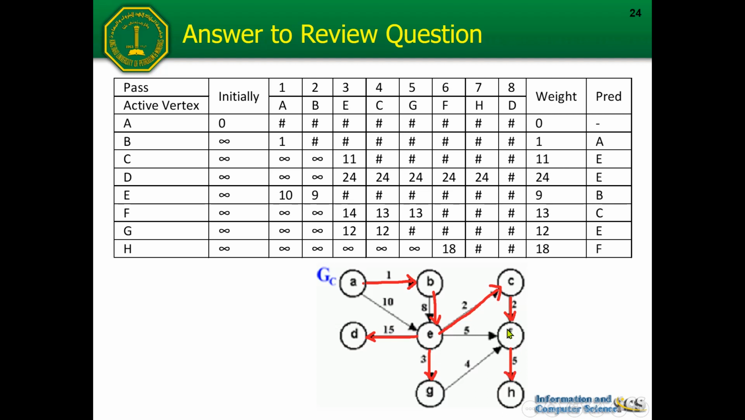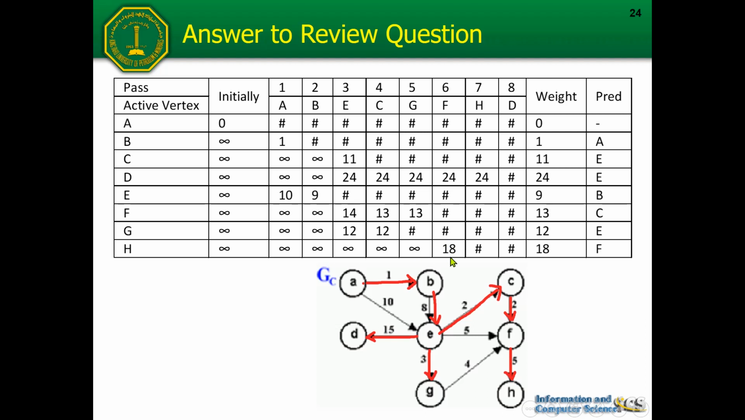Now from F, we can only go to H. The total cost will be 13 plus 5. That will be 18, okay? That's why now we are in F, then we go to H, the total weight is 18. The previous value is infinity. That's why we can update the value, because 18 is less than the previous value.